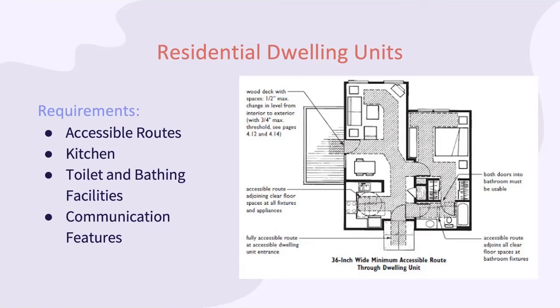Additionally, no fewer than one of each type of fixture provided shall be accessible, so sinks, showers, toilets, everything like that. And these fixtures should also be located in the same toilet and bathing area so that someone doesn't have to travel to different parts of the unit to get access to an accessible fixture. Communication features. So where there's a fire alarm, it needs to be extended to a point within the vicinity of the smoke detection system. And this is because it makes it more likely to be alerted when the fire alarm and smoke detection system are kind of connected.